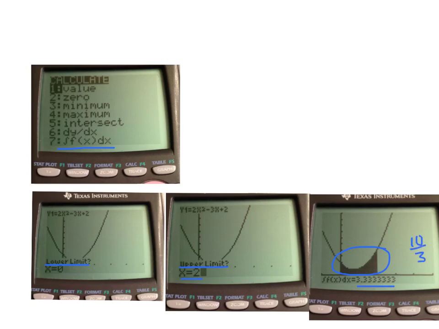So I want you to be comfortable with the calculator. We're going to build some calculator skills over the next couple of weeks, and this is one of the main ones. So hope you had a good night, and we'll see you tomorrow.